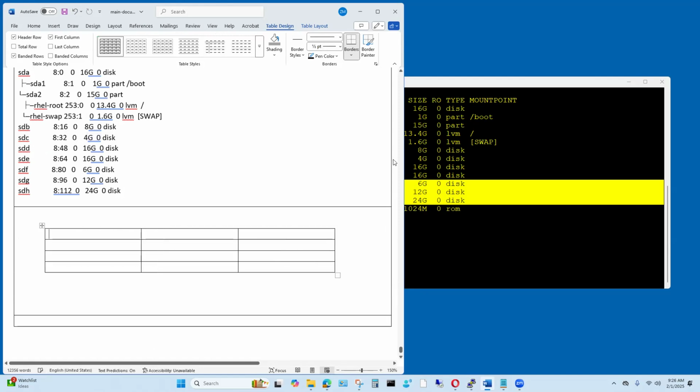I'm going to use C, D, E. But what is the address of C? The address for this is /dev/sdc, /dev/sdd, /dev/sde.